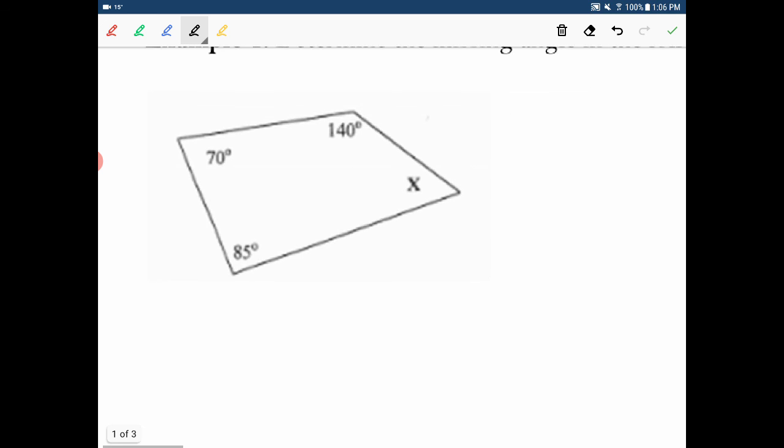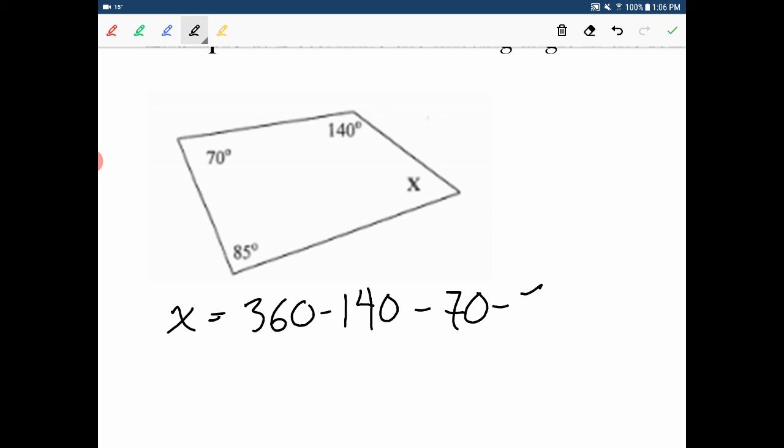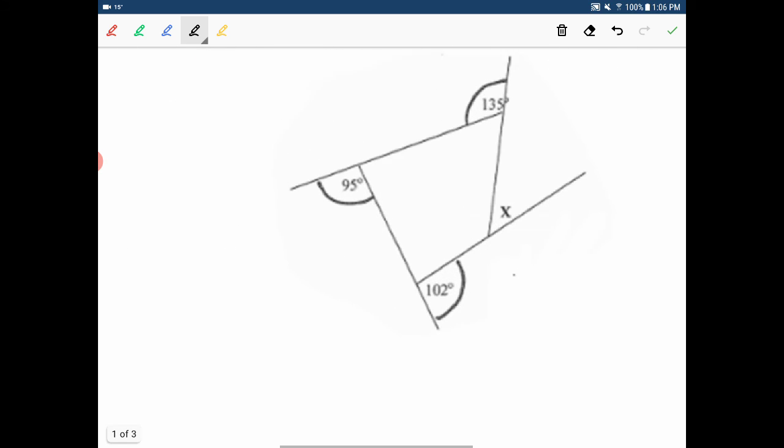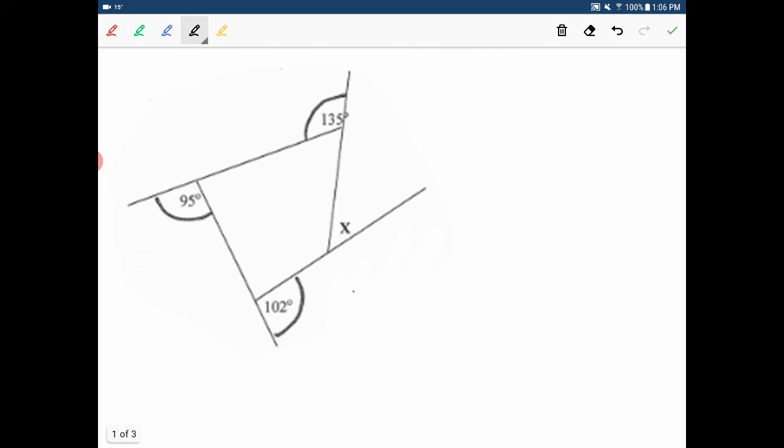So we can quickly take a look at this one, and we can say that x is equal to 360 minus 140 minus 70 minus 85. So that'll give us 220, 150, and we're left with 65 degrees. I have not double checked that, so feel free to check that. Maybe I did it wrong. Probably not, though.